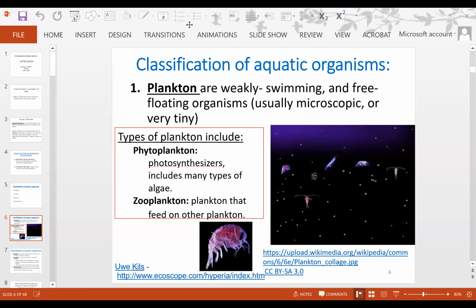So plankton are weakly swimming and free floating organisms. And usually they are microscopic or very, very tiny. And here are some images of some plankton. And there are two types of plankton. We have phytoplankton, which are photosynthesizers, and that includes many different types of algae. And then we have zooplankton, which are plankton that feed on other plankton. So the phytoplankton are producers and the zooplankton are consumers.